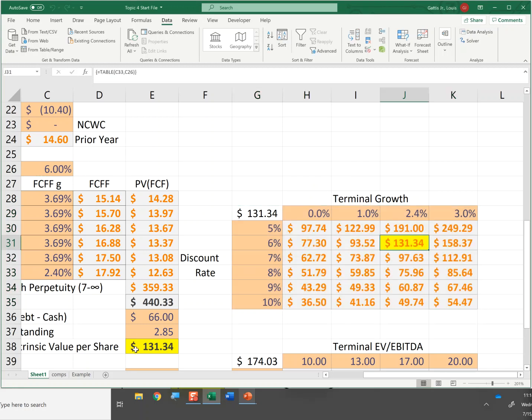There's my $131. Terminal growth is 2.4 and discount rate is 6. And you can see my valuations go from $36 when there's a high discount rate and no growth to $250 when terminal growth is 3% and the discount rate is only 5. So these are maybe my assumed, kind of reasonable range of estimates of these two most important parameters, in my opinion. And there are my valuations.